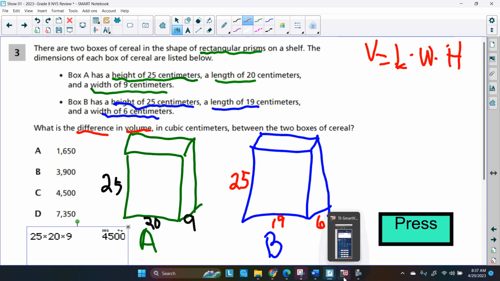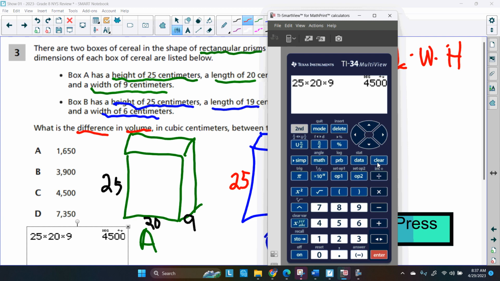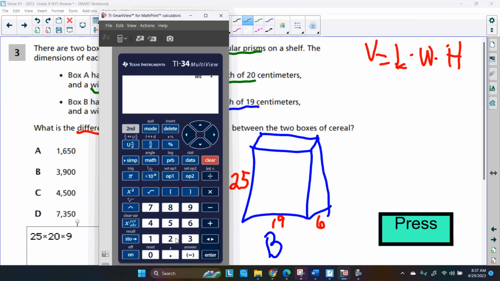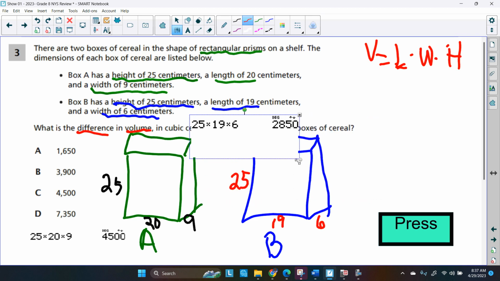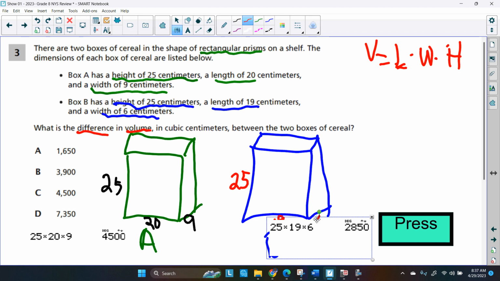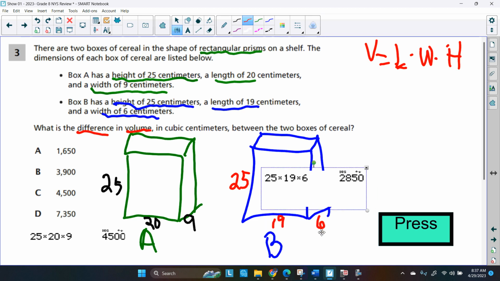Let's get the volume of box B. Let's clear this, move it over a little bit, and multiply their dimensions. 25 again for the height, 19 for the length, and 6 for the width. That'll give us 2,850 cubic centimeters for box B. So, I'll put that up there.